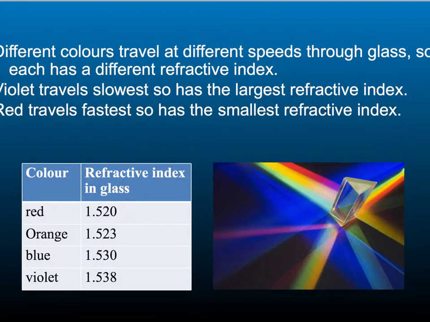Because the different colours travel at different speeds through the glass, each of them has a different refractive index. Violet light travels slowest, so it has the largest refractive index. The red light travels the fastest, so it has the smallest refractive index. Here are some examples of the different colours and their refractive indices, and you can see that violet has the largest.